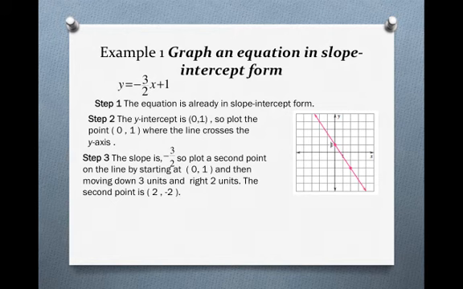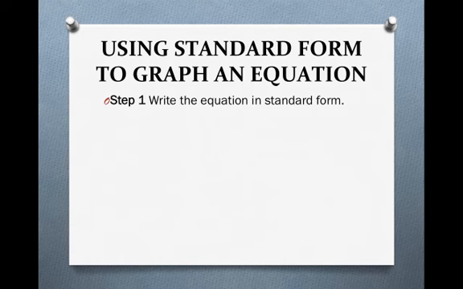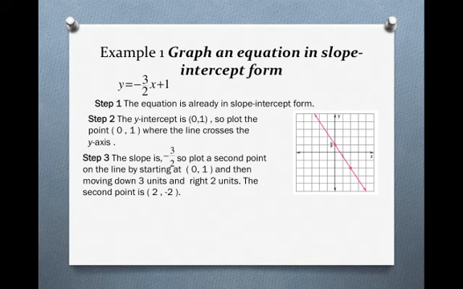The slope is -3/2, so plot a second point on the line by starting at (0, 1) and then moving down 3 units and right 2 units. The second point is (2, -2). Then play connect the dots. I didn't write step 4 on there, but you can see that I did it. Play connect the dots with the 2 points.